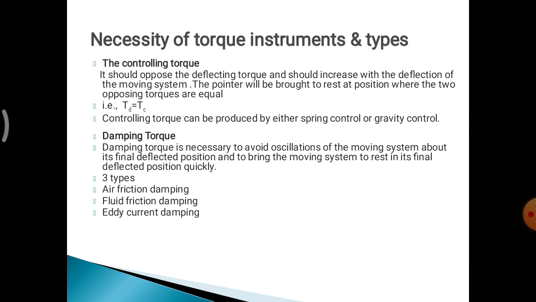Next, come to the damping torque. You might have observed in your labs, in analog instruments, while taking the readings, the pointer will be oscillating. It will not come to rest suddenly. Some oscillations will be there. So to avoid those oscillations, we need the damping torque. If the damping torque is not there, it is very difficult for you to take the readings, because it is oscillating, so which reading will you take? It's like a pendulum oscillating the pointer. So to bring the pointer to rest in its final position very quickly, we need the damping torque.